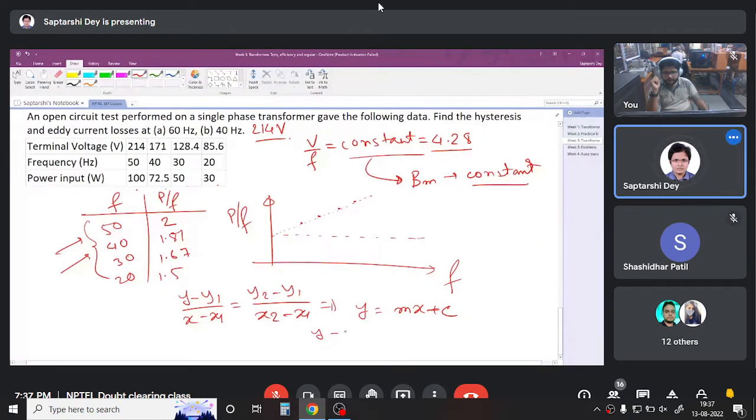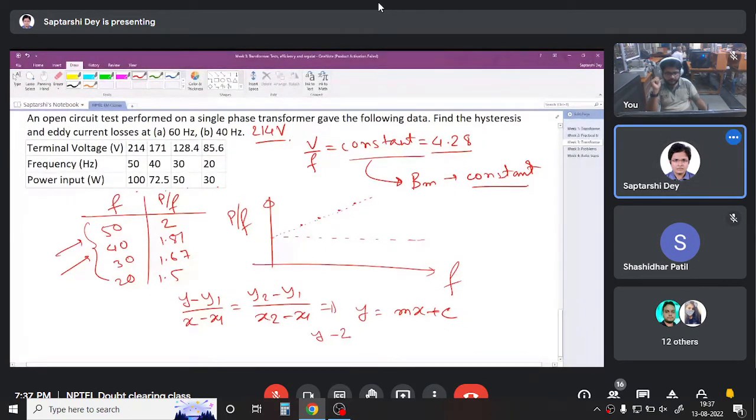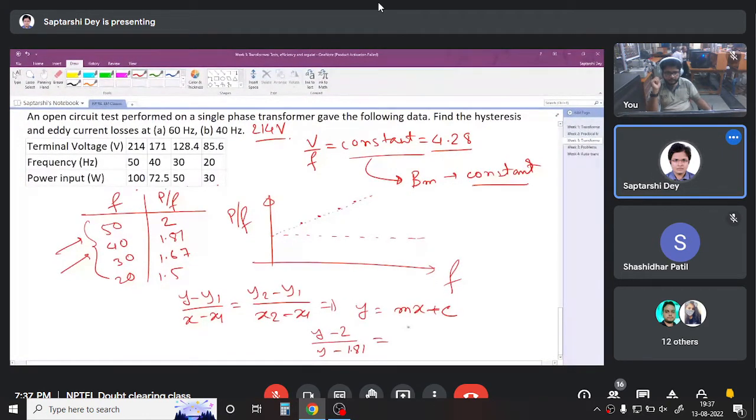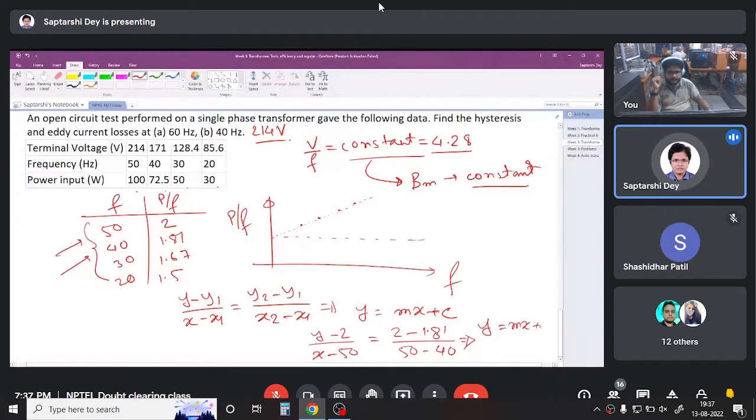Some values you take. So what is y? Y is P by F here. So (y minus 2) by (x minus 50) equals (2 minus 1.81) by (50 minus 40). Can someone do this quickly and tell me in y equals mx plus c format what it is coming?